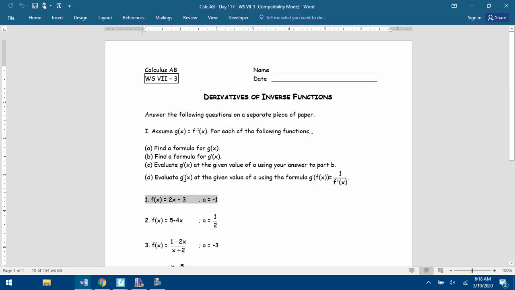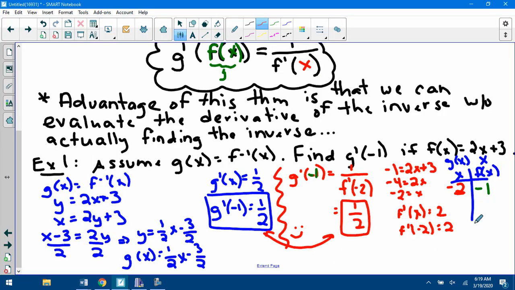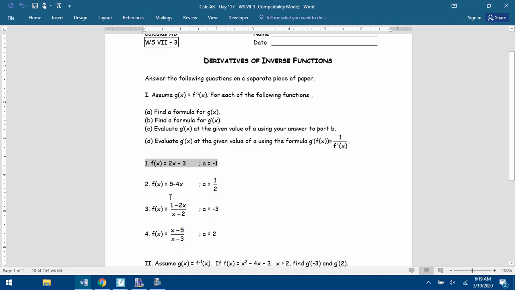Then part D, evaluate g prime of x at the given value of a using that new formula. That's what I did over here. That was part D. So when you go to do this homework, I think it's worth doing number 1. I didn't tell you it was when we were in the notes because I want you to redo it. See how I did all those parts because it can be tricky for people. And then you might know how to do the rest of them.